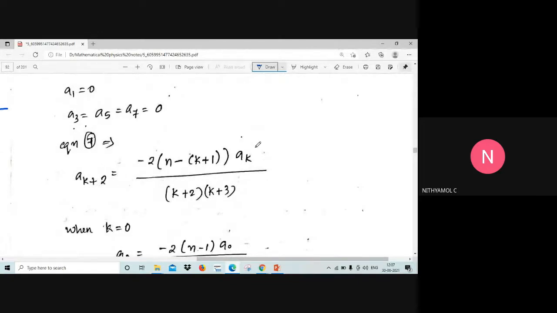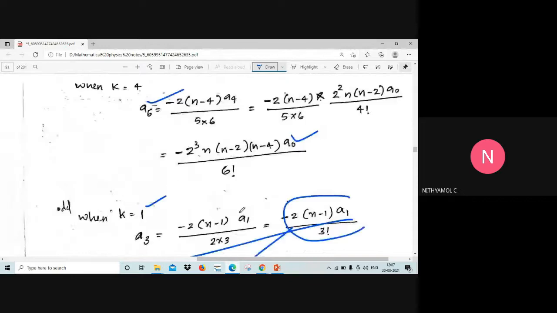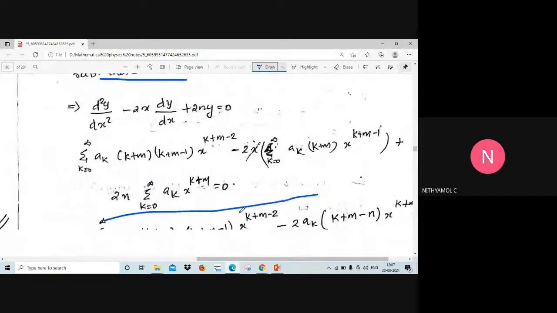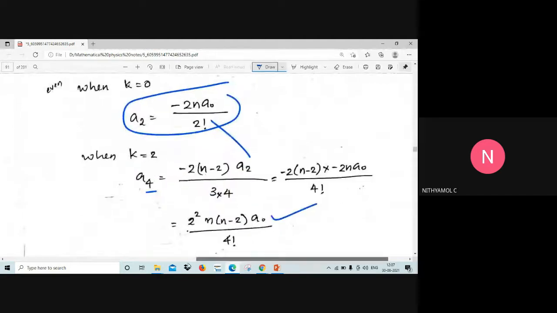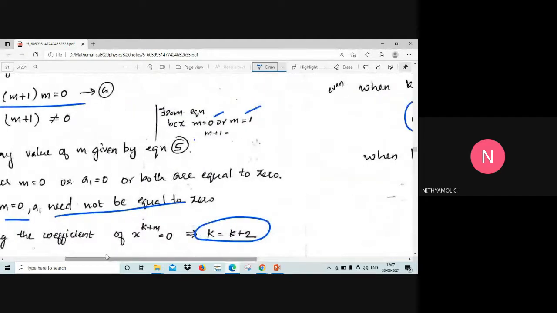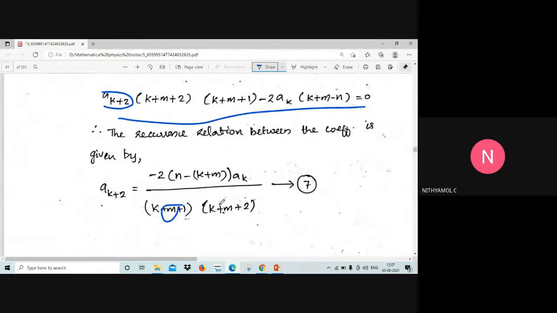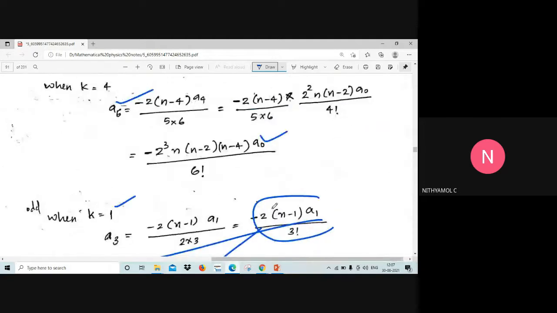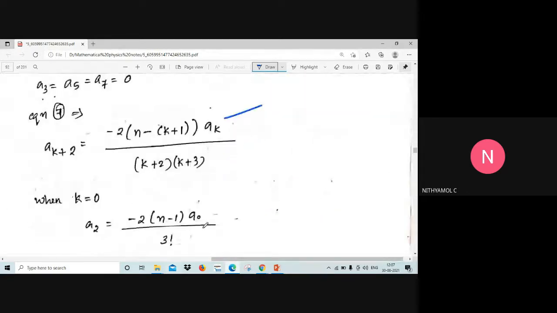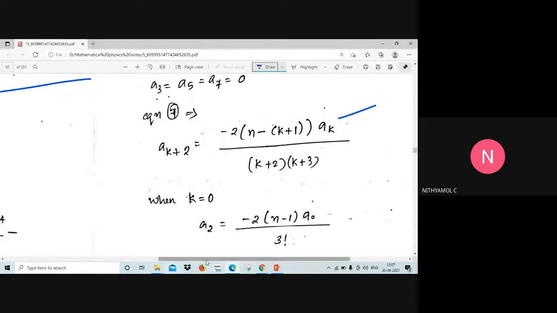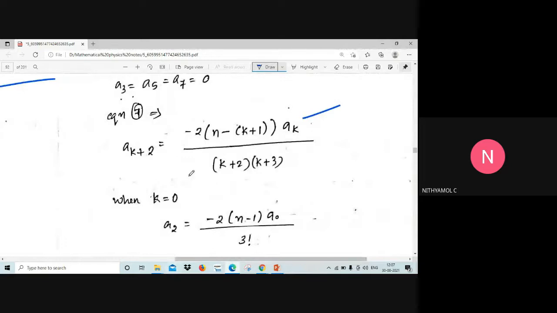So this is our equation 7, the recurrence relation. In this recurrence relation, we can put m equal to 1. Then a(k+2) is equal to this equation.